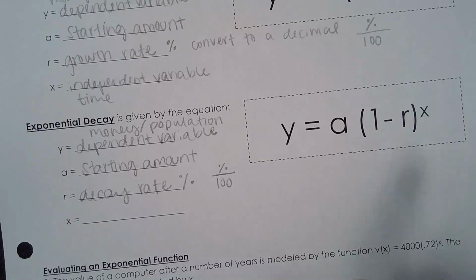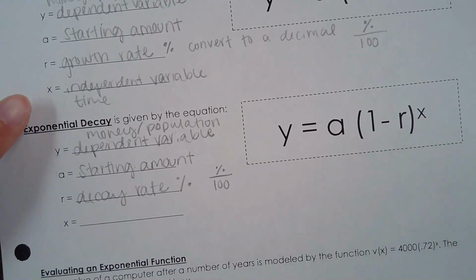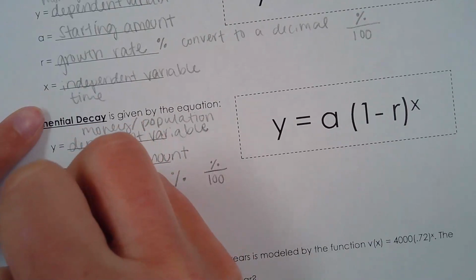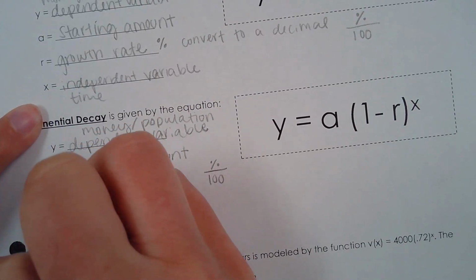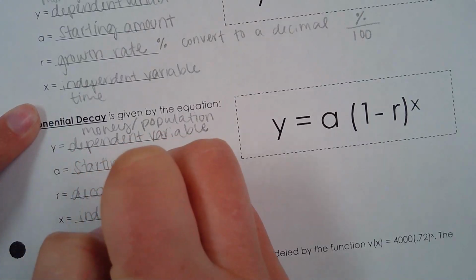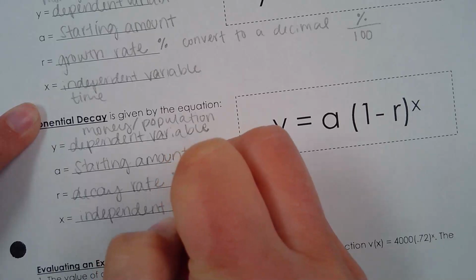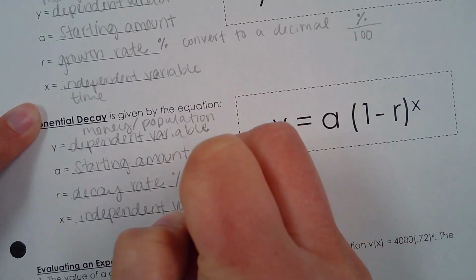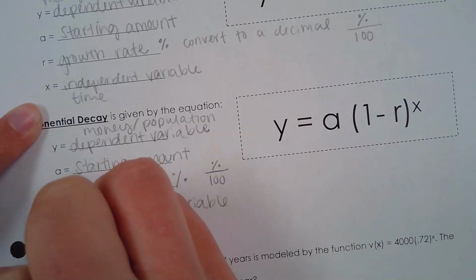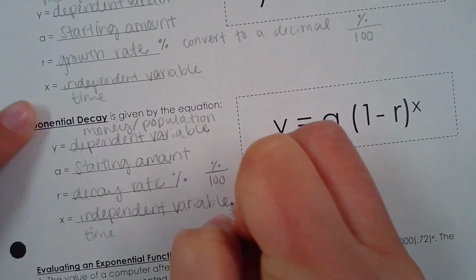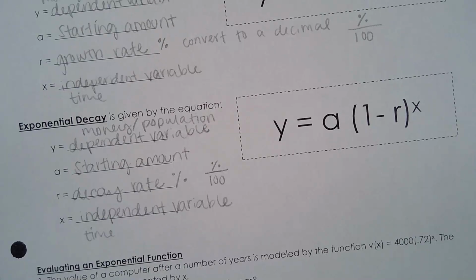And then the x, our exponent here, is still going to stand for what? Your independent variable, which is usually going to be some form of time for us. Do we have questions on anything so far? Okay, cool. The first few that we're going to do are pretty intuitive as far as what we need to do. So we're just going to jump on in. I'll give you a second to get all that written down, and then we'll look at the first one.